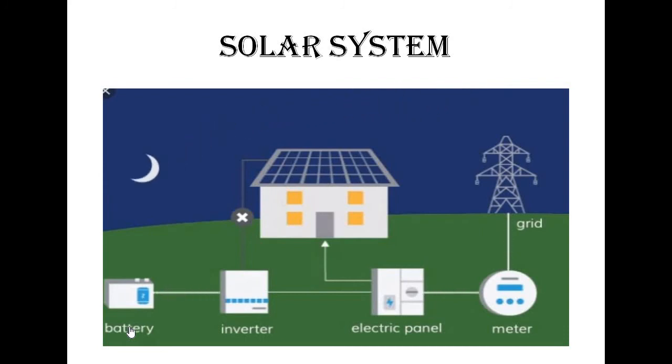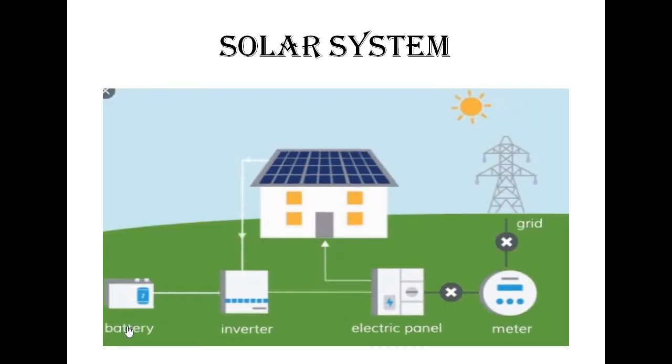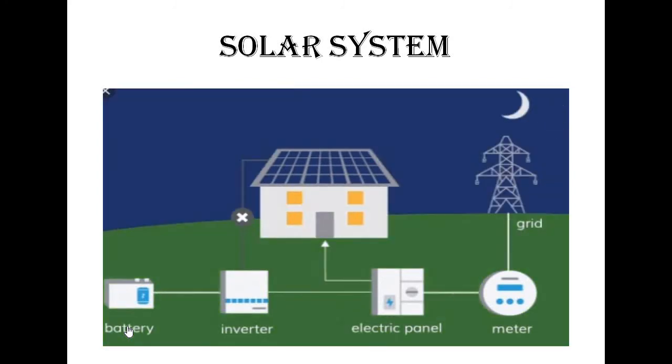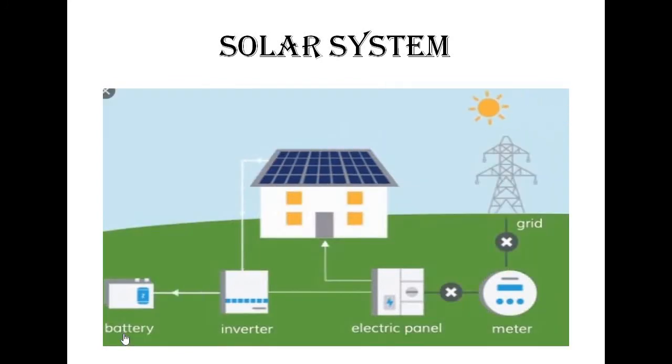The vast majority of residential solar energy systems are connected to the electricity grid. When your panels are producing more electricity than the home needs, the excess is fed back to the power grid. Conversely, when your home needs more electricity than your solar panels are producing, you can draw power from the power grid. So this is the simple solar system.